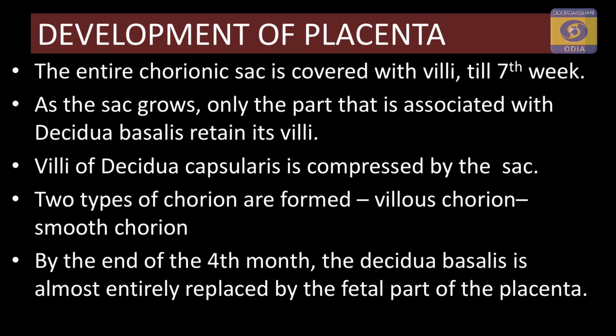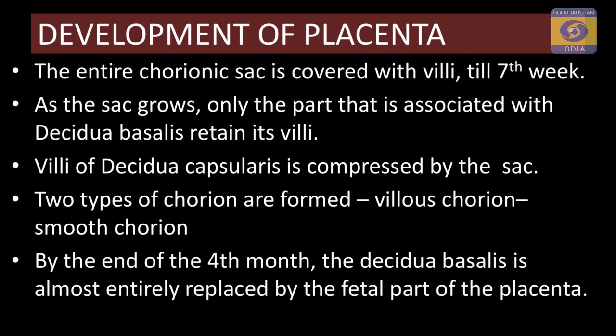After the 7th week, that is when the 8th week will begin, the sac will grow, and only the part that is associated with the maternal part, which is your decidua basalis, will retain its villi. Now, the villi of the decidua capsularis will get compressed by the sac, and two types of chorions will be formed, which are your villous chorion and smooth chorion.